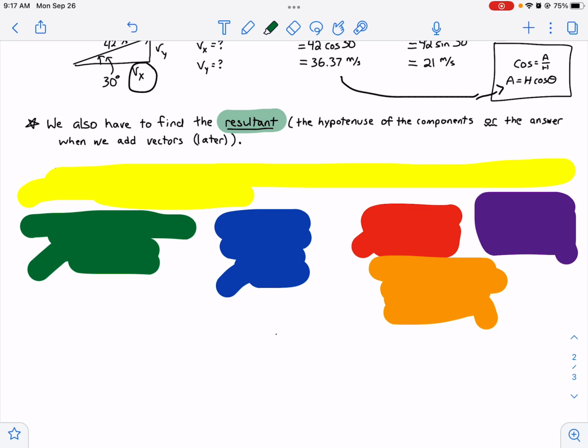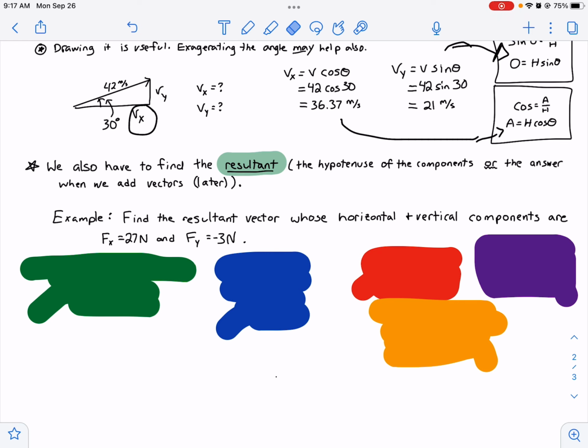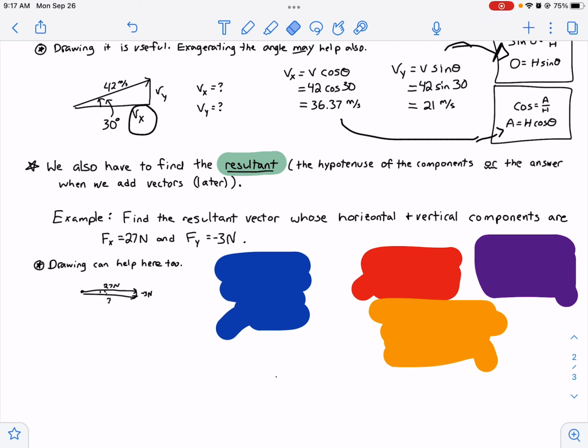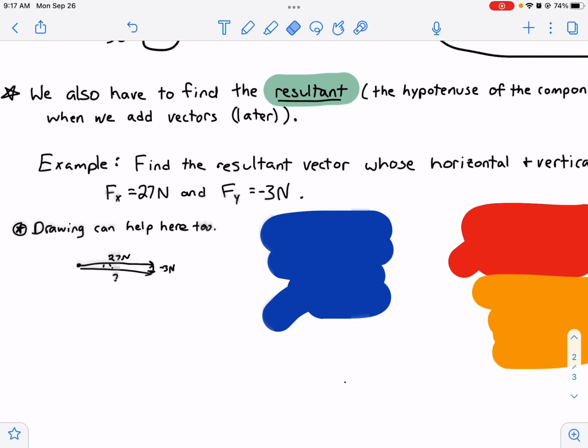And so we're going to be looking for the answer. That's what we call it. So we're going to do an example. In this situation, we're just going to be finding the resultant vector whose horizontal and vertical components are given. Our horizontal is 27 newtons and our vertical is -3. What does that mean? Well, that just means it's going down instead of up. So a drawing can help here too. And there's my very tiny drawing. There's 27 newtons to the right and 3 newtons down, and I put a question mark because I'm looking for the hypotenuse.